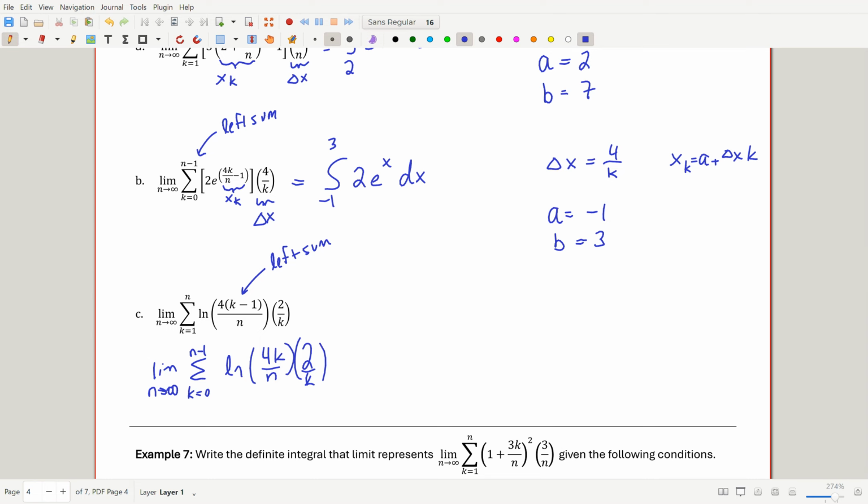We are going to have to rewrite this one more time because look what we have. What's our delta x? 2 over k. Yeah, our delta x is definitely 2 over k. But we don't have 2k over n here, so we've got to rewrite this so that we actually have 2k over n. So we'll do one more. Limit as n goes to infinity, the ln. How am I going to make this say 2k over n?